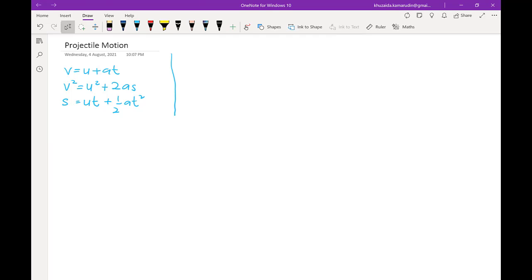And then we're gonna convert these equations into two components. Okay, so kita akan tengok untuk X component and then Y component, because we know that projectile consists of two dimensions. So every time you want to do calculation, you have to divide into X component and also Y component. For X component, acceleration AX is always equal to 0, while for Y component, your acceleration AY is equal to negative G.